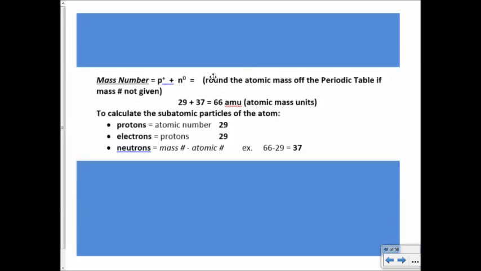Mass number is always the protons plus the neutrons. This is on your sheet here, so you can write that, just circle that. If you're given the mass number and the atomic number, you can always figure out your neutrons by working backwards. Subatomic particles, work backwards, you can get that information.